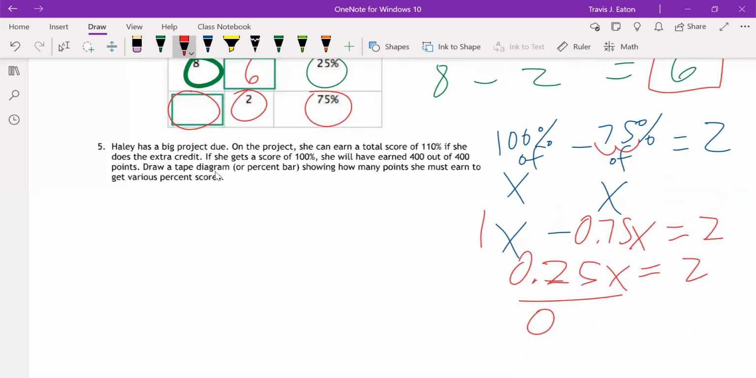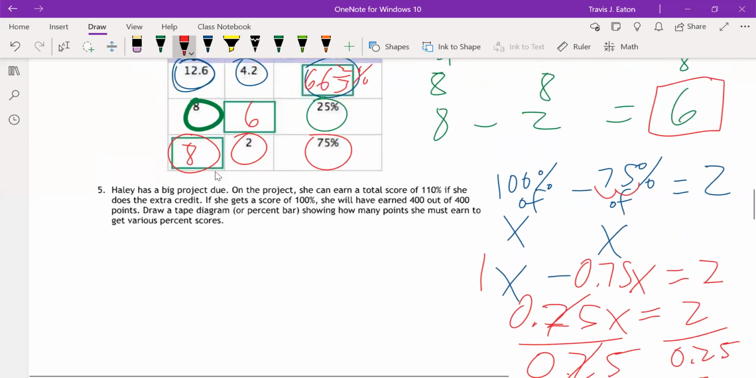Now divide both sides by 0.25 or 25 hundredths, and x. How many times does 0.25 go into 2? 8 times. And 8, that seems to make sense. If you have 8 and you have a 75% decrease, you're taking 1/4 off 3 different times. So it'd be minus 2, minus 2, minus 2. You're subtracting 6, which would give you 2. All right. Well, that makes perfect sense then.